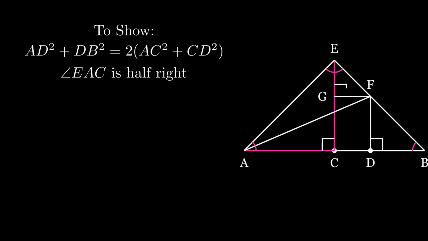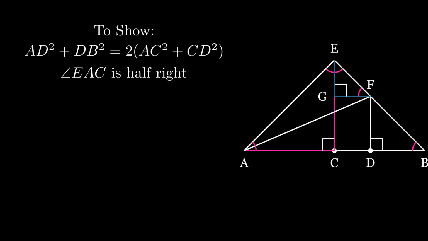Now we know that angle EGF is a right angle, because GF is perpendicular to EC, it being parallel to CB, and we know that angle GEF is half of a right angle, therefore angle EFG is half of a right angle as well. These two angles being equal, we know that triangle EGF is an isosceles triangle, and therefore side EG is equal to GF.